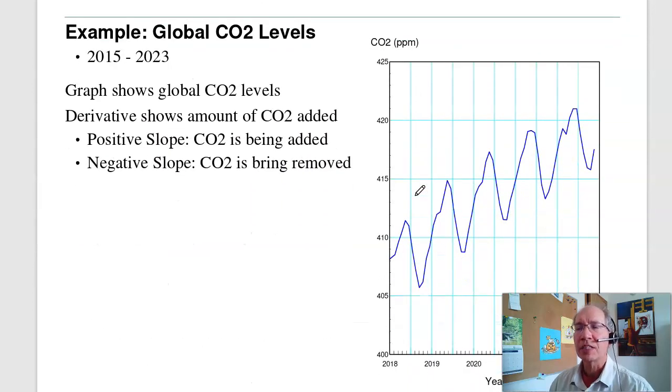Another application of derivatives. We've looked at global CO2 levels, and if you zoom in, this is what it looks like between 2018 and 2023. So the CO2 levels are going up, going down, going up, going down, going up, down. That's the total. Let's take the derivative. The derivative is the slope. What the derivative is going to show you is that when it is positive, I'm adding CO2 to the atmosphere. When it's negative, I'm withdrawing CO2.